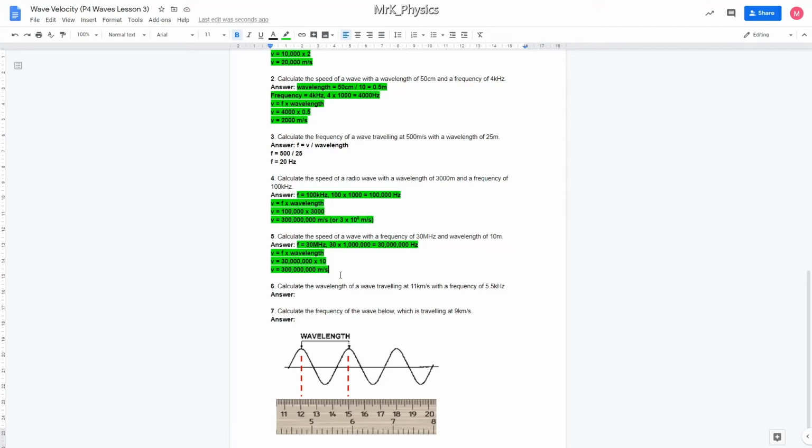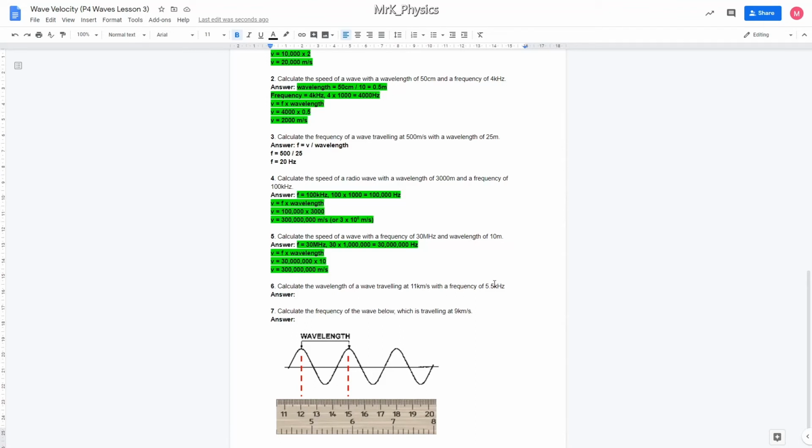See if you can remember. It's the speed of light, or the maximum speed that any EM wave will travel in a vacuum. Okay, calculate the wavelength of the wave traveling at 11 km per second with a frequency of 5.5 kilohertz.